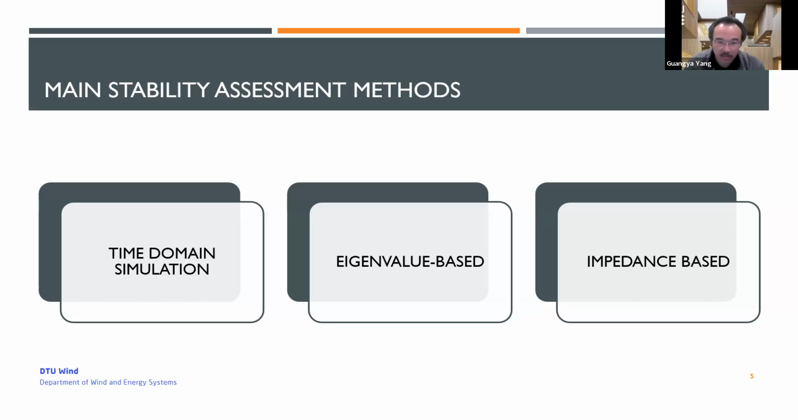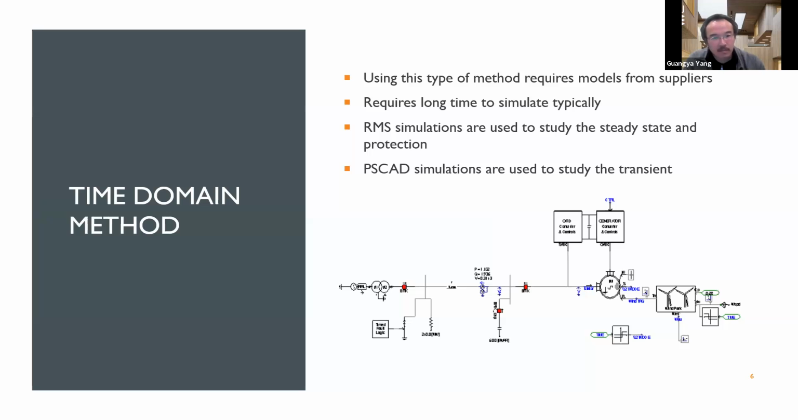Eigenvalue based, everybody is familiar with, and impedance based is also more and more used because of the black box models of the wind turbines, where you don't get a full state space matrix. So, time domain methods.